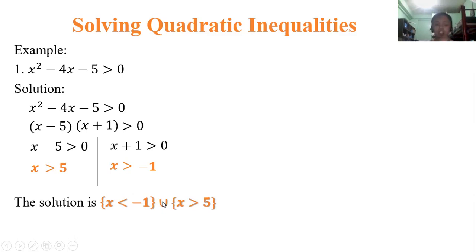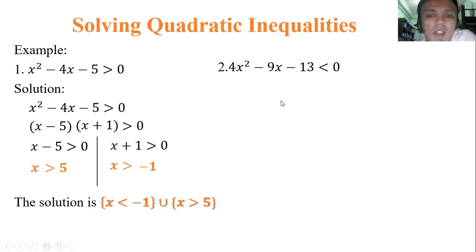Ibig sabihin dito class, yung solution nitong quadratic inequality na to hindi nag-intersect. Hindi sila nag-intersect, kumbaga magkahiwalay. Kung iano tayo sa number line, magkaganon sila. Okay? Number 2: 4x squared minus 9x minus 13 less than 0.